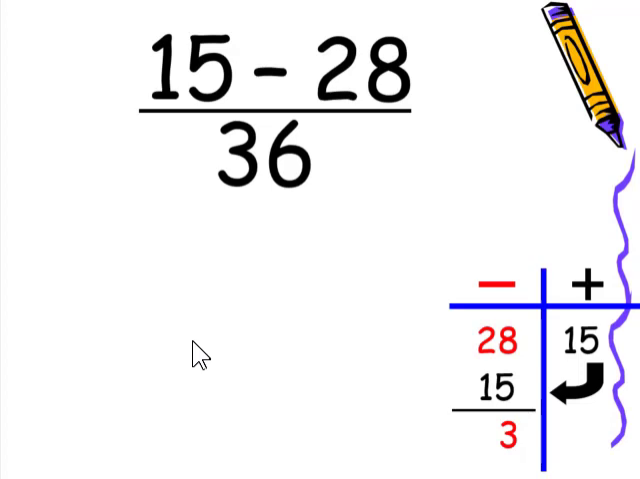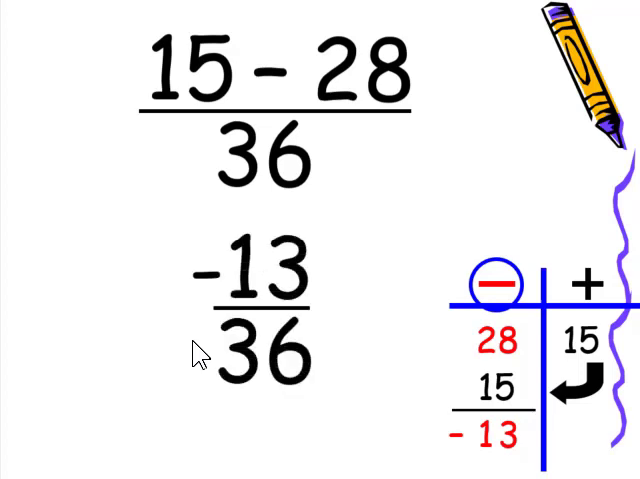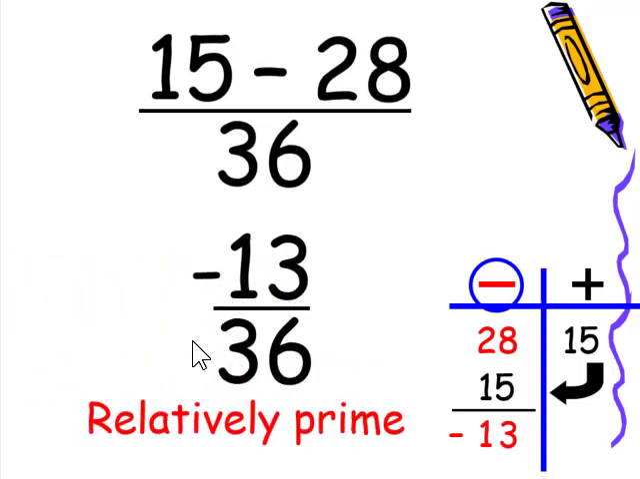8 minus 5 is 3. 2 minus 1 is 1. Since it's underneath the negative sign, we know it's going to be a negative 13. 15 minus 28 is negative 13, all over 36. And we know that 13 and 36 are relatively prime, so we are finished.